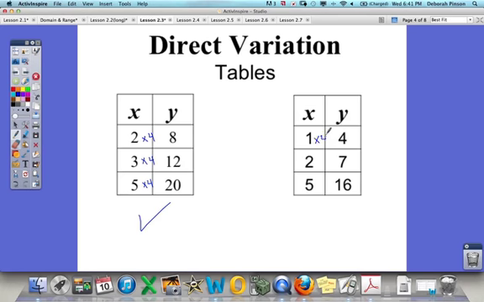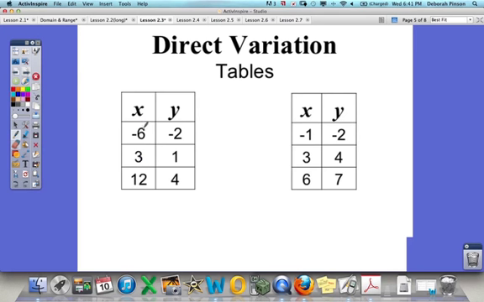Like here, I'd multiply by 4. I'm not even sure what I'd multiply 2 by to get 7 exactly, but it's not constant the way it is here. This is not direct variation. Now, I'm not saying there's not a relationship between these numbers, but it's not direct. Direct variation means it's a direct multiplication relationship between the two.